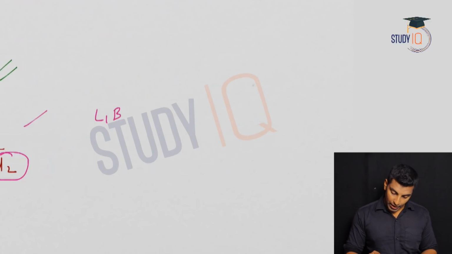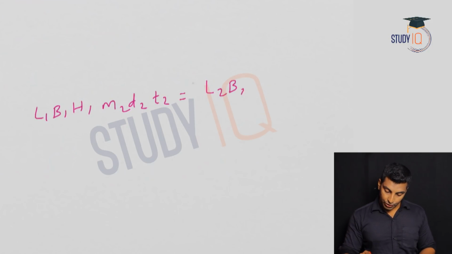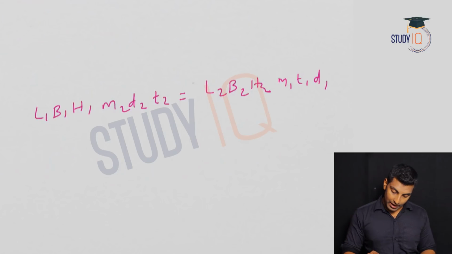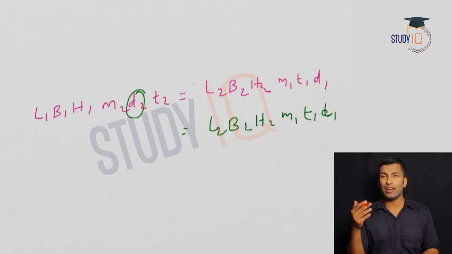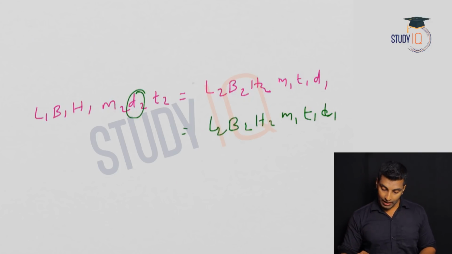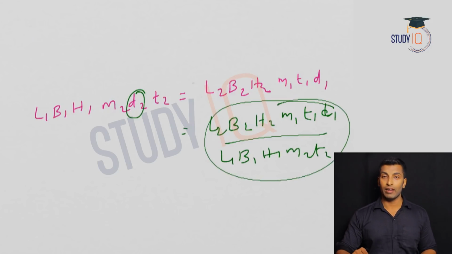It's L1, B1, H1, and the denominator on the right hand side will come here. So M2, D2 and T2 is equal to L2, B2, H2 and M1, T1, D1. So if you need to find D2 and you know everything else, what is the answer? L2, B2, H2, M1, T1, D1 divided by L1, B1, H1, M2, T2. Slightly complicated, but when you solve questions you don't need to write all those things. All these will be given. It is just a calculation question, multiplying and dividing.